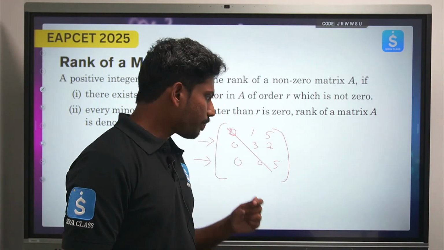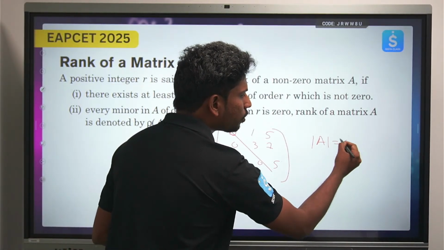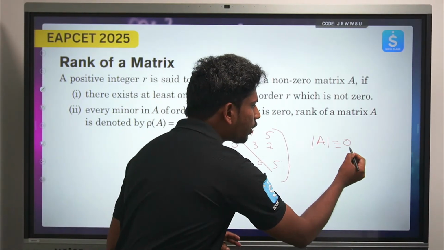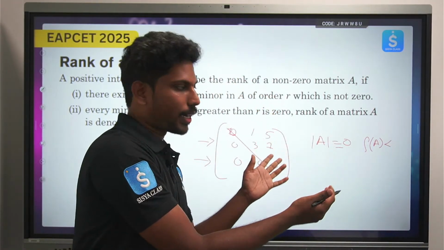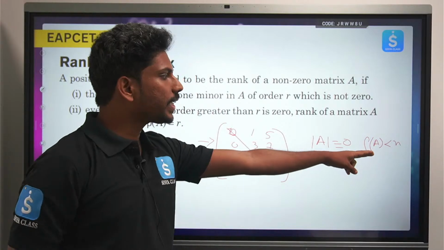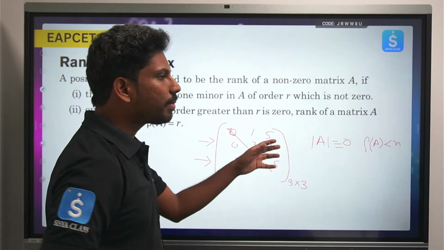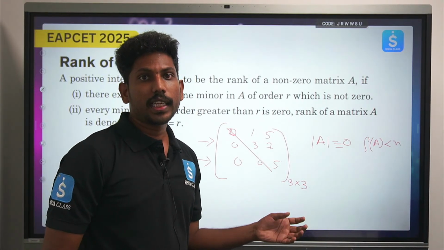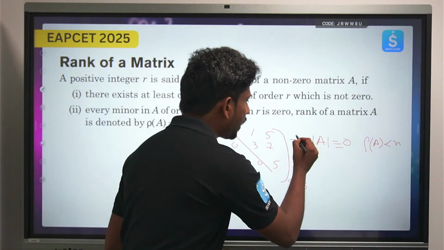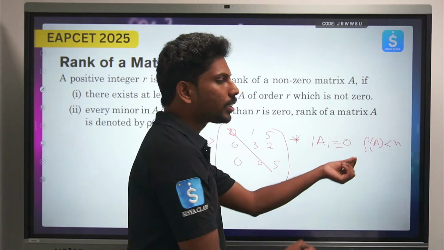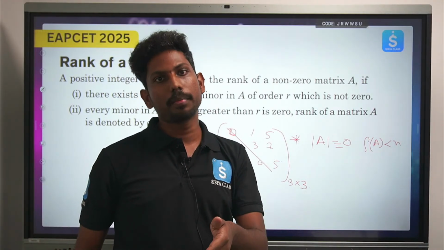Minor of a matrix: just remember this trick. If the determinant is ever 0, it means the rank will be less than n, whatever the order of the square matrix is. If you have a matrix, for example 3x3, and the determinant turns out to be 0, then the rank should definitely be less than 3. That is the first rule: if the determinant equals 0, then the rank will be less than 3. We don't know exactly how much it is. It might be 1 or it might be 2.